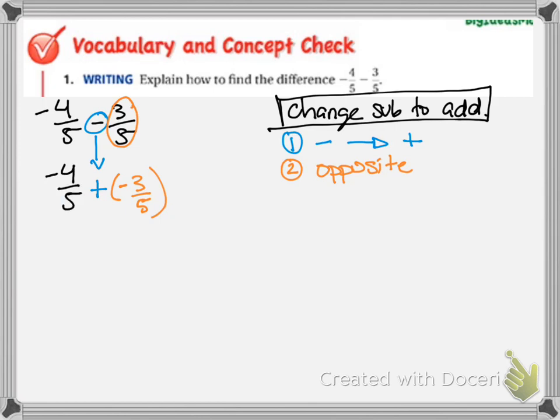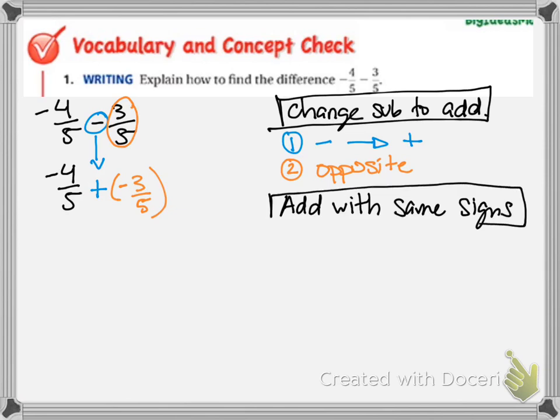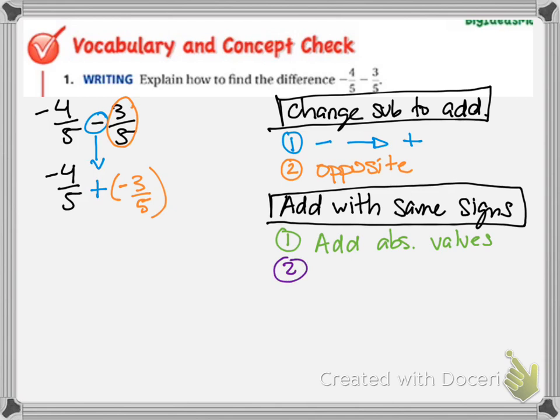All right. Now I have an addition problem, and I am adding two numbers that have the same sign. So I'm going to say add with same signs. And the steps that we take when we're adding two numbers with the same sign, first thing that we do is we add the absolute values. And then the second thing that we do is we use the common sign.